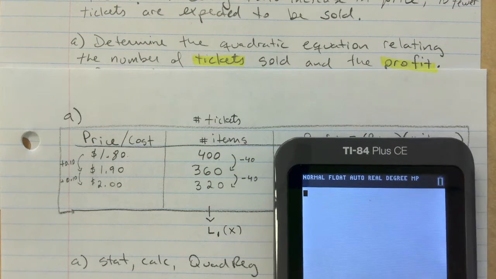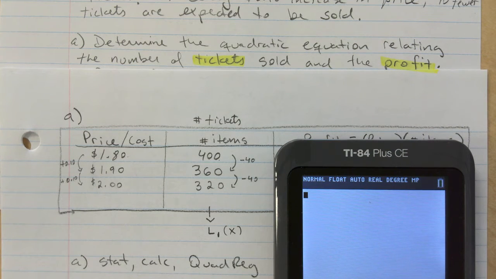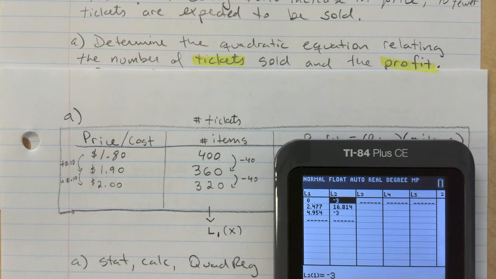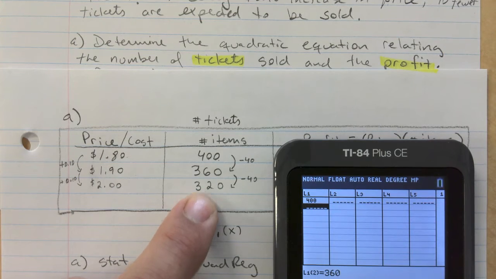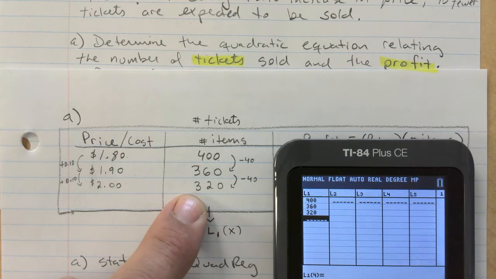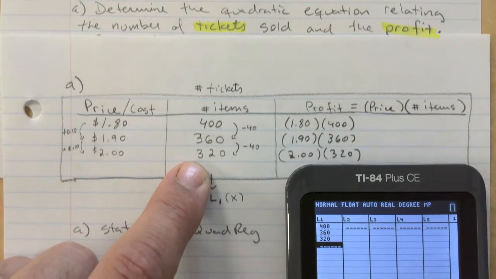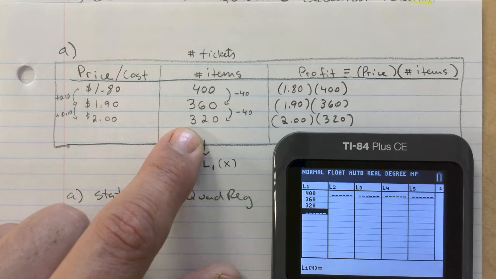So take your calculators now, and let's go ahead and type this into L1 and L2. So stat, edit, clear whatever you have in there. And I'm going to go ahead and put the 400, the 360, and the 320 into L1. Okay, so go ahead and do that.